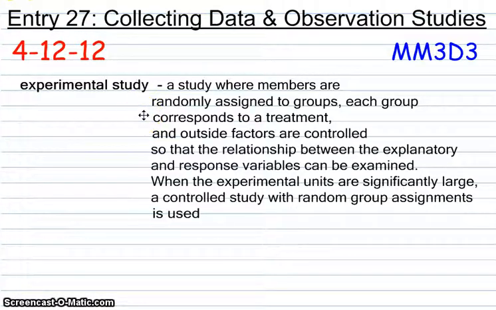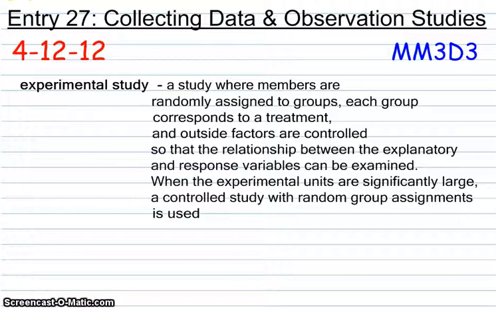Now, a treatment could be different types of things. It may be different types of recipes of a product. It may be different types of ways an advertisement is shown. It's just different types of the same thing. And then they're going to control the outside factors so that the relationship between the explanatory and response variables can be examined. The explanatory is the thing that didn't change. The response is the thing that's going to change. And especially they add this little thing on the end: when the experimental units are significantly large, a controlled study with random group assignments is used. So that's an experimental study.